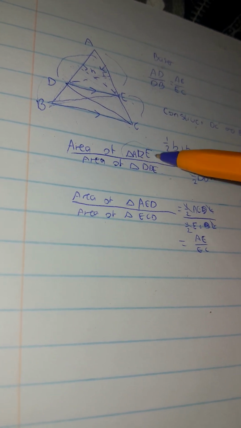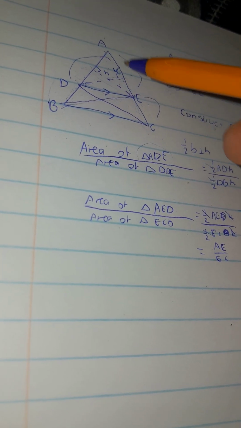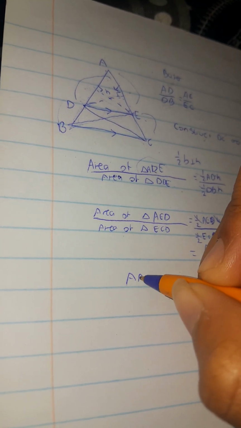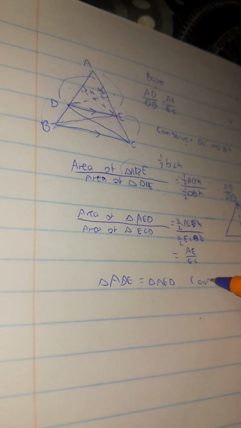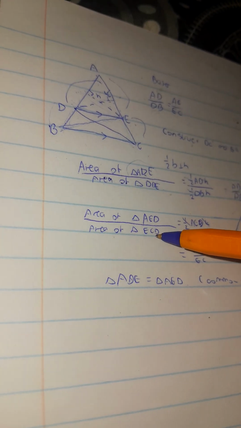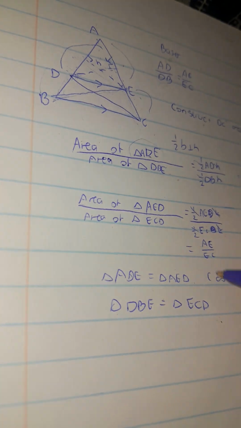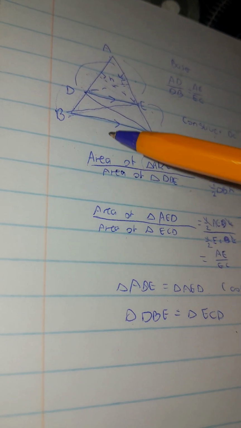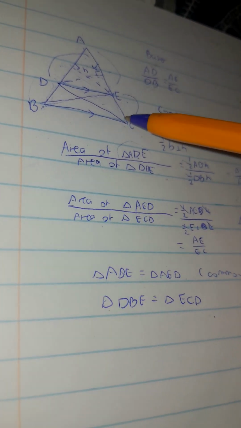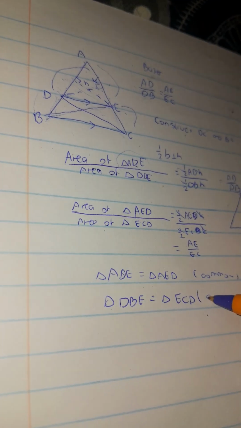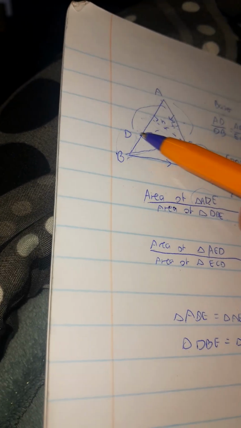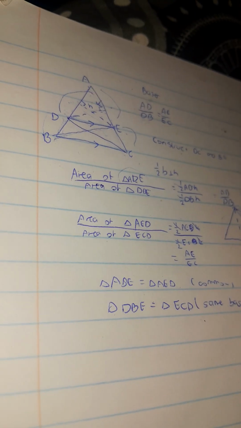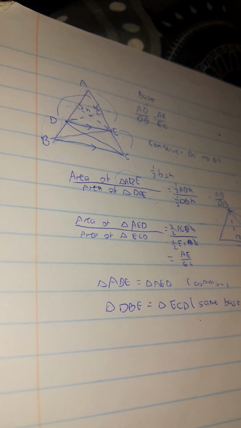Now you must prove these two to each other. We start with the top. Look, triangle ADE and AED is exactly the same triangle, so you can say they're equal because it's common, right? Now you must prove these two triangles. So here we will say DBE and ECD are also equal to each other. Why? Because they have the same base, which is DE, and the same height.